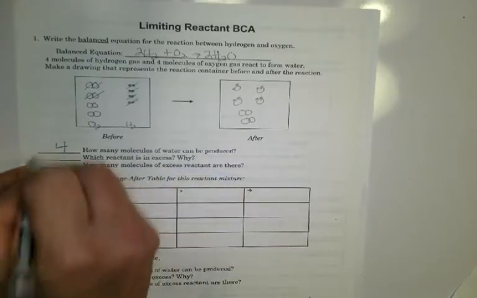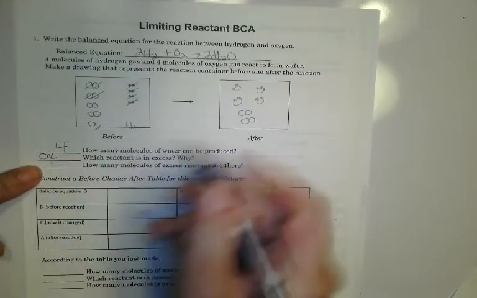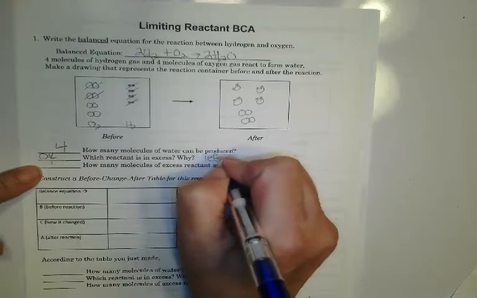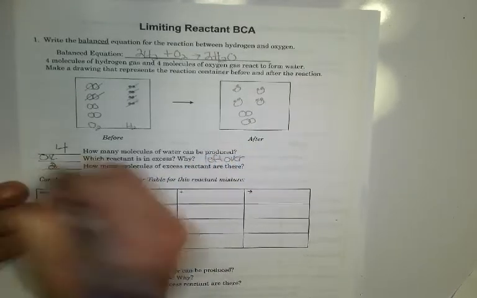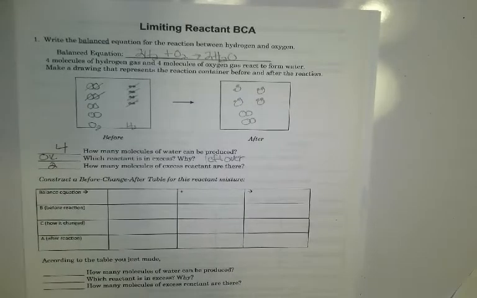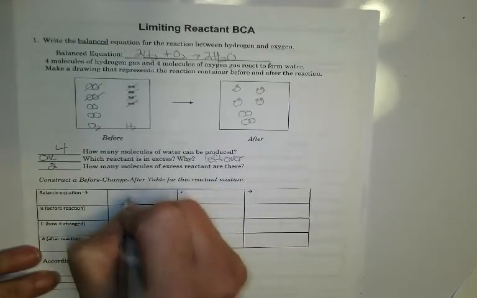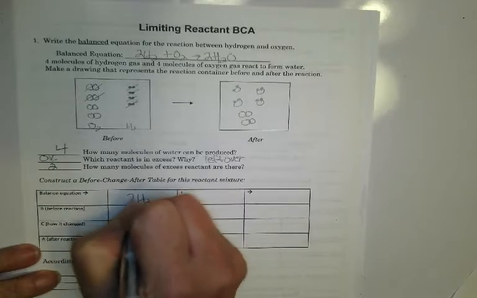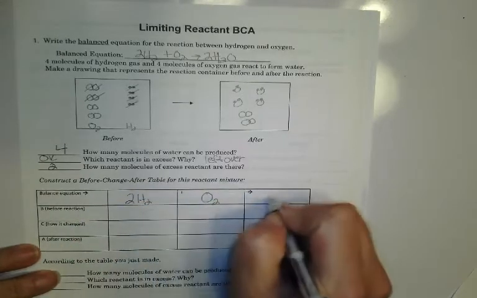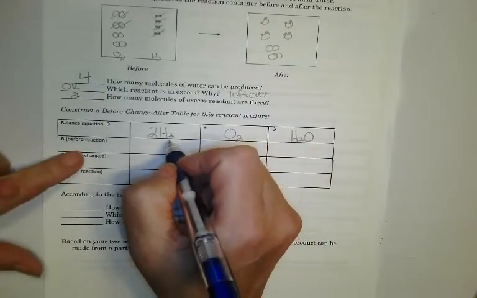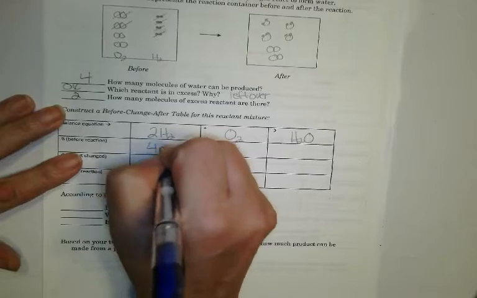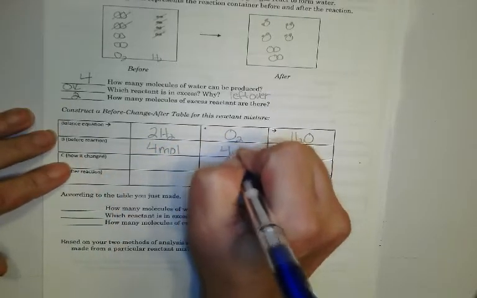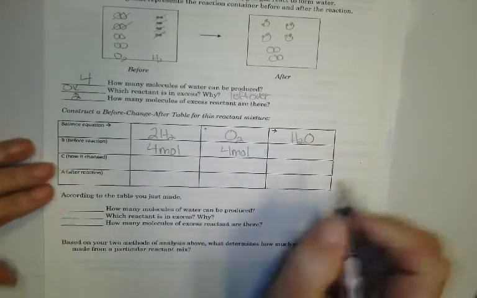Which reactant is in excess? Oxygen. Why? Because it's left over. How many molecules are left over? 2. And remember, we can talk about molecules or we can talk about moles. So we have our balanced equation, which is hydrogen plus oxygen yields water. Before the reaction, what did we put in the beaker? This is directly from my problem. I put in 4 moles or molecules, but remember that's a different thing, but we're going to talk in moles.